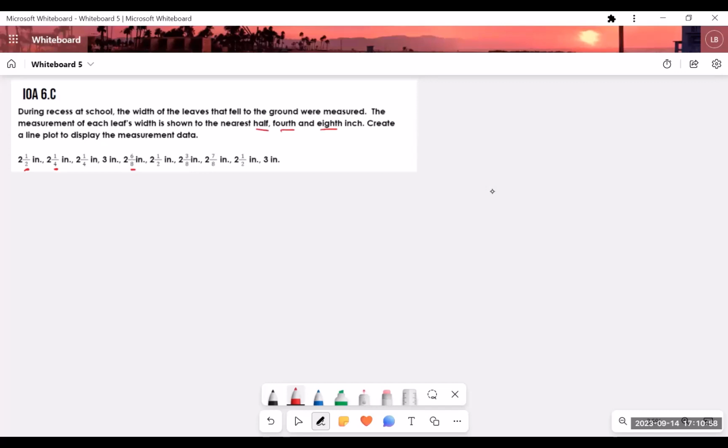Some students may opt to find equivalent fractions for these and make all of the denominators 8 before they decide to draw their line plot, and that's perfectly fine. What I'm going to show you today is how to draw a line plot with different denominators all on the same line plot, connecting that to how we measure to the nearest half, fourth, and eighth inch.